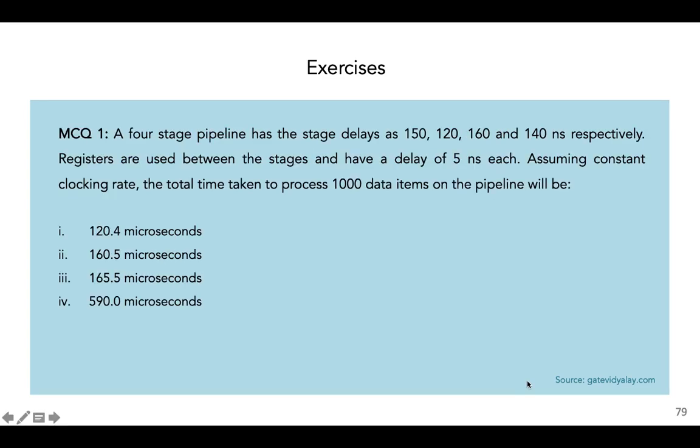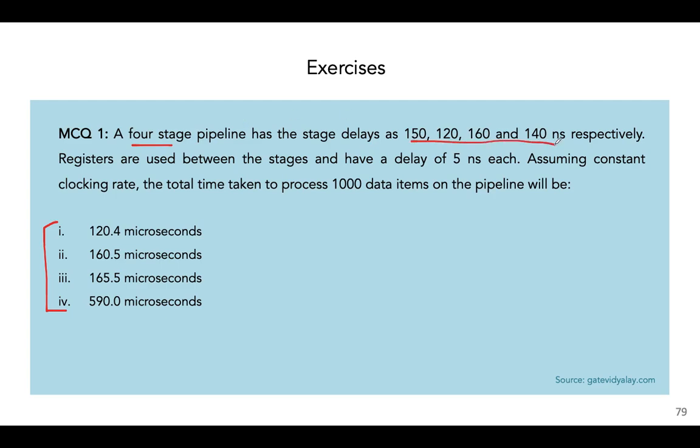Now here's an MCQ for you. A 4-stage pipeline has the stage delay as 150, 120, 160 and 140 nanoseconds respectively. Registers are used between the stages, and they have a delay of 5 nanoseconds each. Assuming constant clocking rate, the total time taken to process 1000 data items on the pipeline will be, and you have these 4 options.